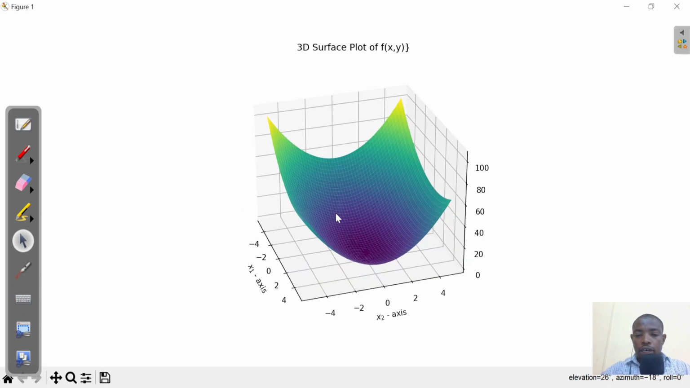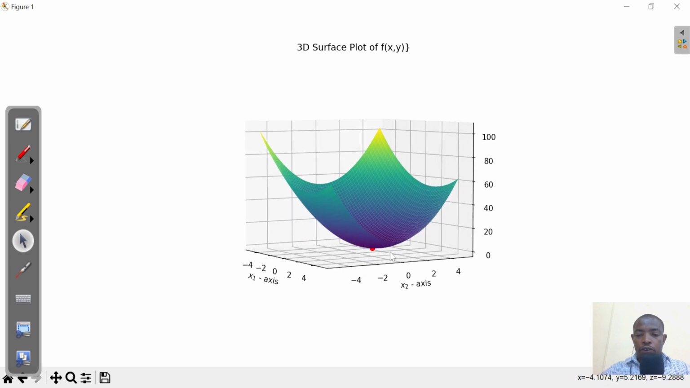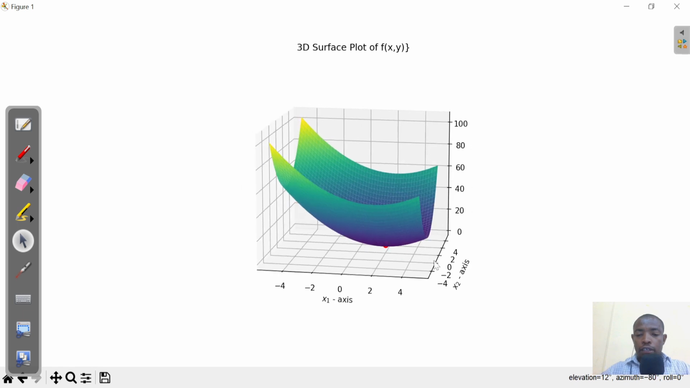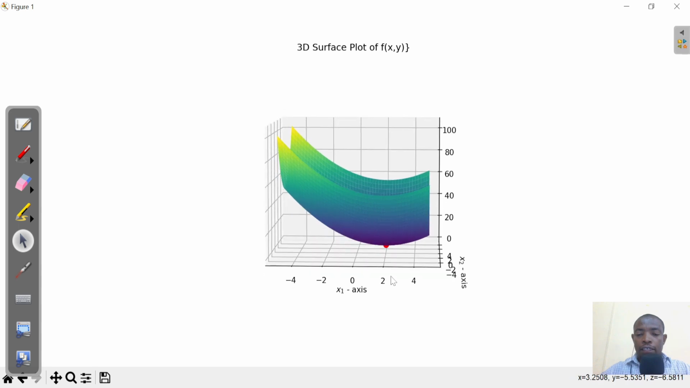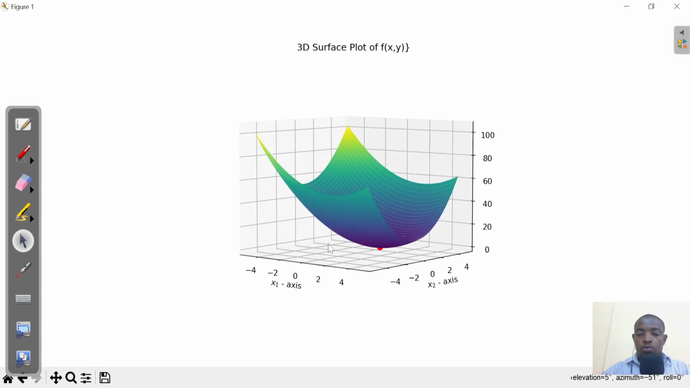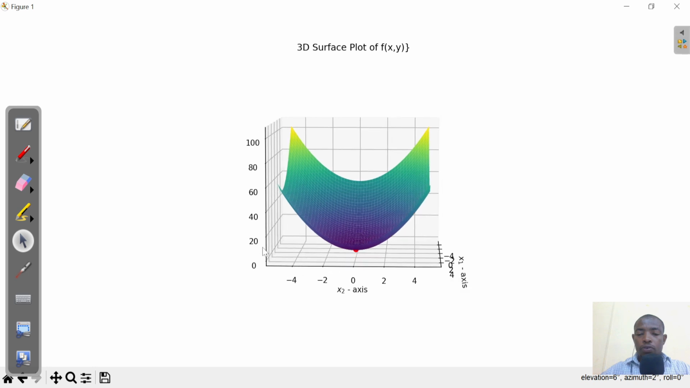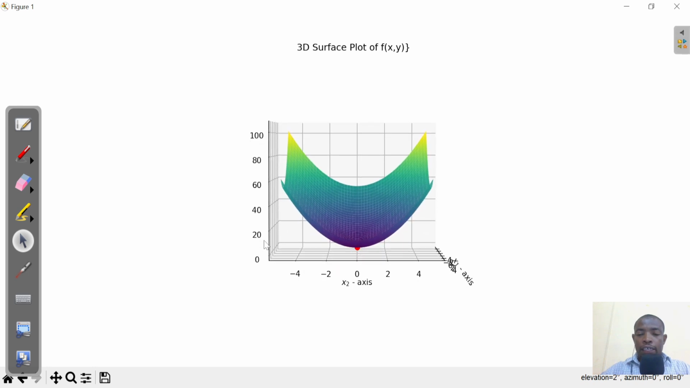With this function, I also have that red dot that shows the global minimal point. When we scroll along the axes, we clearly see that on the x1 axis we are at 2, and on the x2 axis it is at 0. And with this visualization, it is very easy and simple to explain the concept of global minima, because it is easier to see here than just with functions.